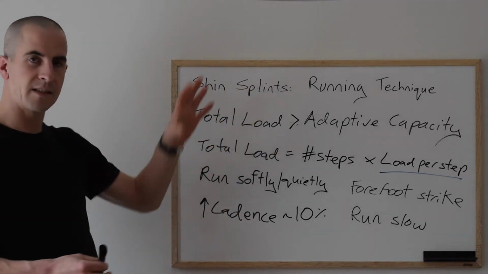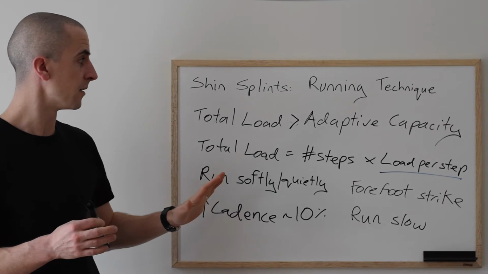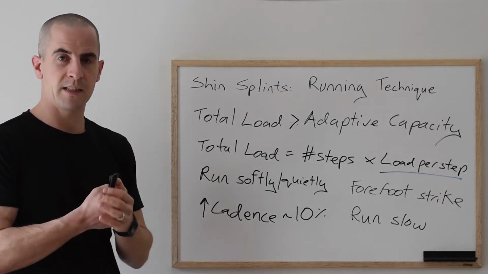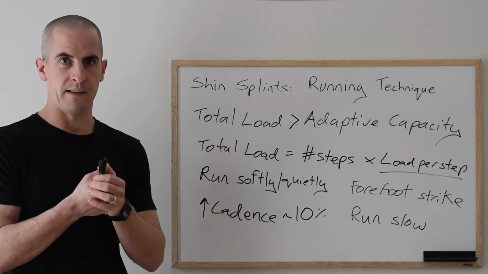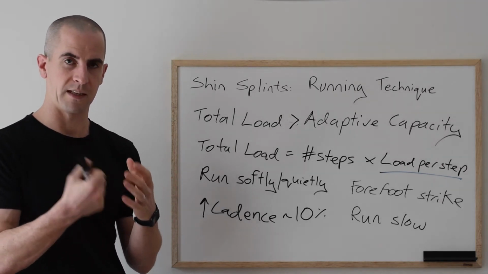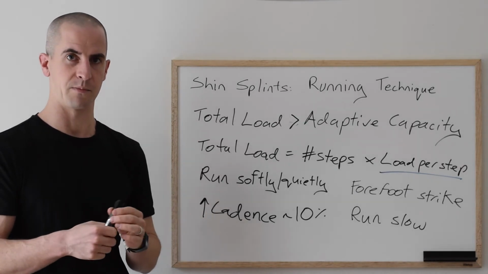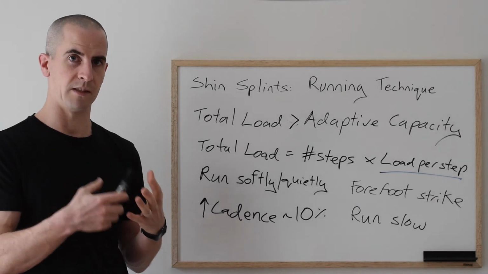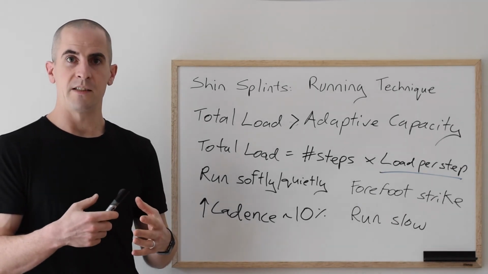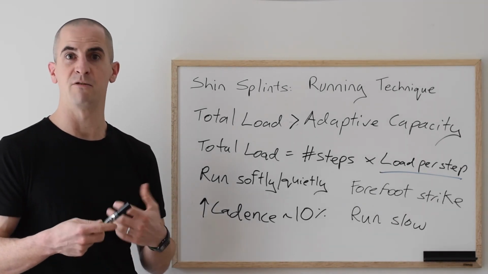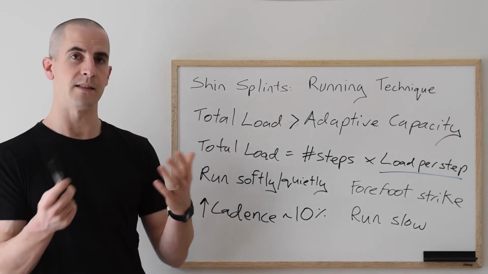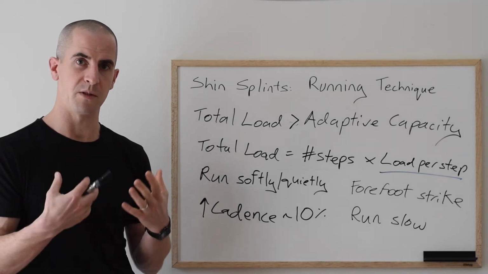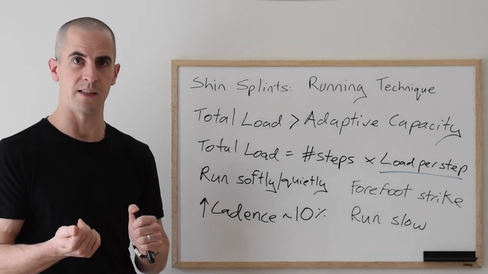Okay, so this all sounds a little technical, so I'm just going to try and sum it up. In any given week, if you put more load through your tibia than it can adapt to, then the outside layer will get inflamed and irritated and you'll get shin splints. There are some ways that you can reduce the amount of load that goes through your tibia. One of them is to manage how many steps you take, which is to manage your running volume. The other is to manage how much force goes through your tibia on each of those steps.